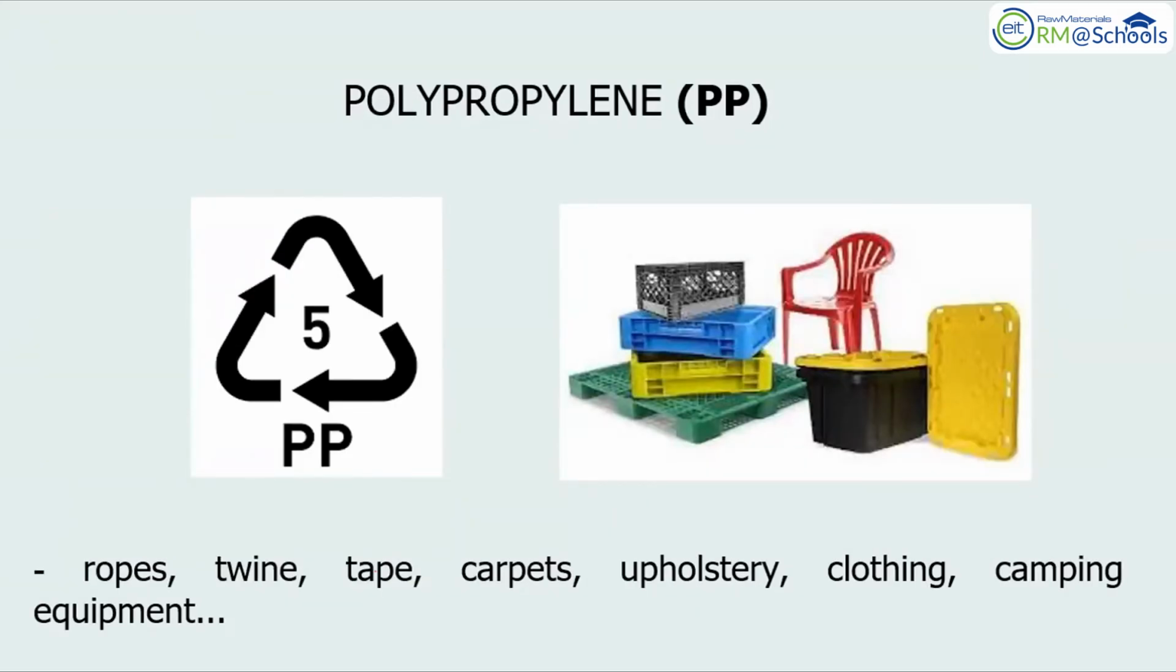Next, we have polypropylene. Polypropylene is also a thermoplastic polymer, and it is made from the combination of propylene monomers. We saw it on the second slide, propylene and its mer. It is used in a variety of applications, including packaging for consumer products, plastic parts for various industries, including the automotive industry, special devices. Also, it is used for ropes, twine, tape, carpets, upholstery, clothing, camping equipment.